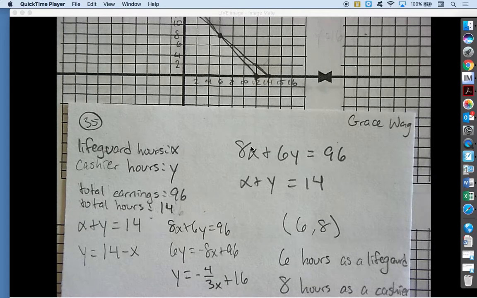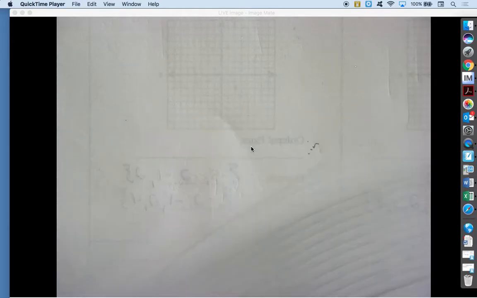Nice job, Grace. Very nice graph too. These are all your graphs. Do we have to do a graph for 45? Yeah, you should have graphed all of them. Every single problem.